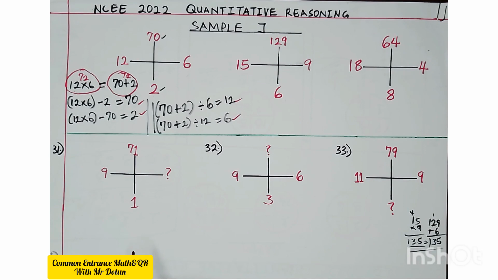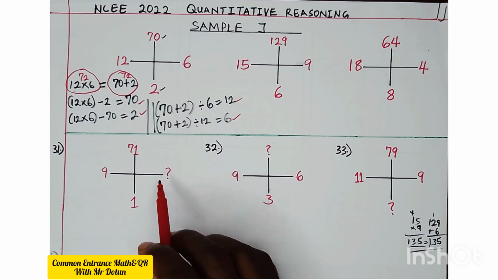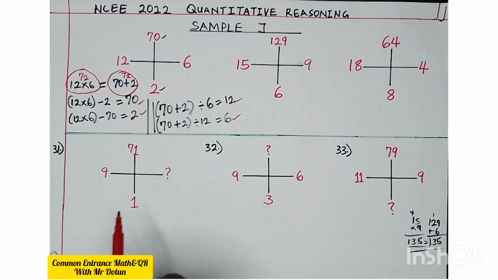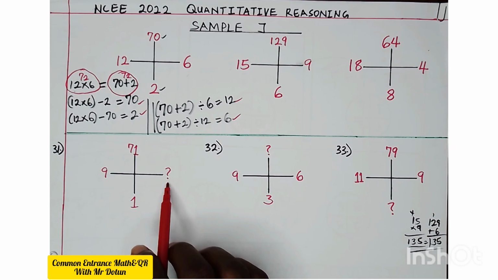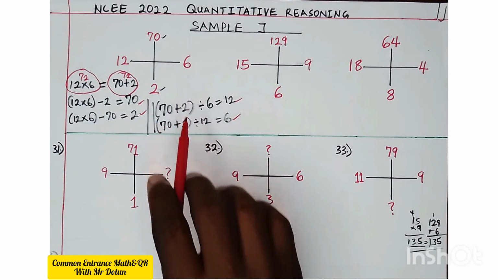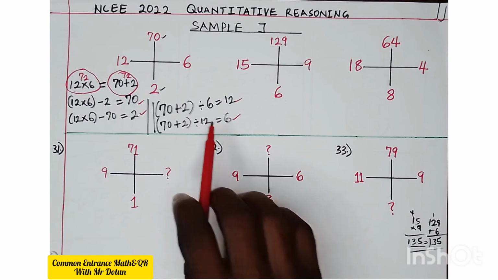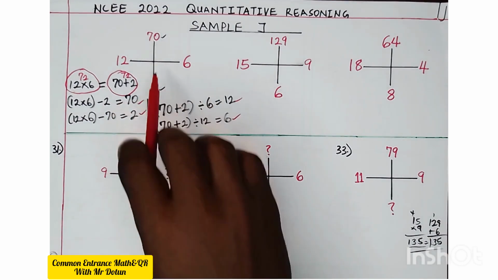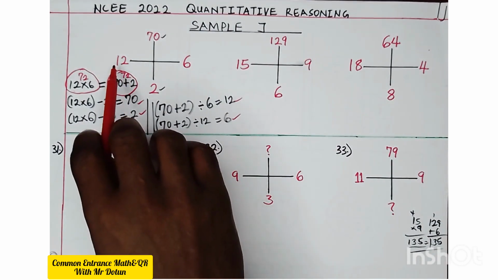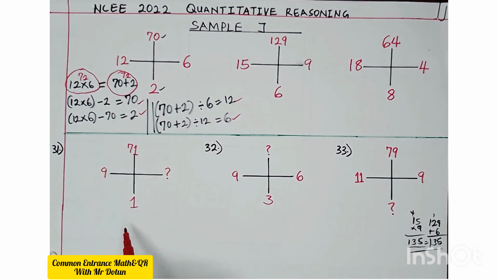Alright, so let's go ahead with question number 31. In question number 31, this part is missing. That is in place of 6. So how did we get our 6 here? We added the vertical line, 70 plus 2, and we divide by the other one.